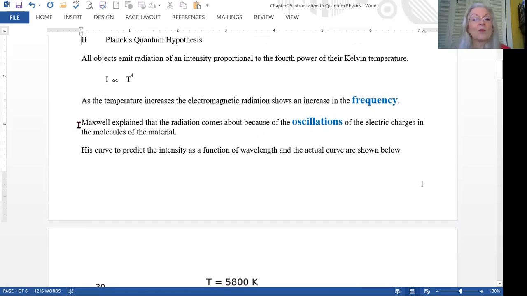So the end result was that Maxwell explained that the radiation comes about because those electric charges are oscillating or moving. You think about rubbing your hands together, and if you do that, the friction creates some heat energy there. So Maxwell extrapolated that to thinking about oscillations in electric charges, that if they vibrate, then perhaps some sort of radiation could be produced. His curve to predict the intensity as a function of wavelength and the actual curve are shown here below.